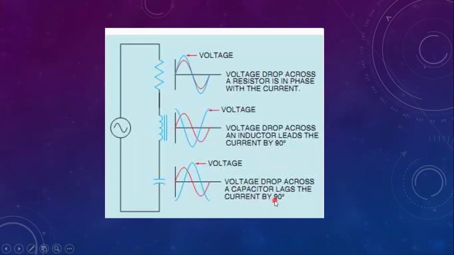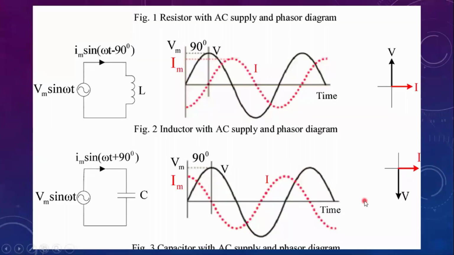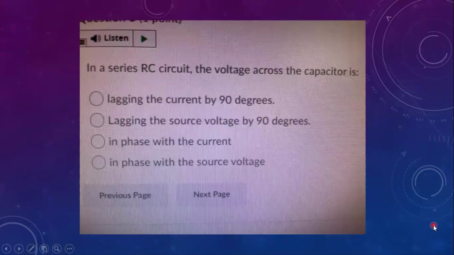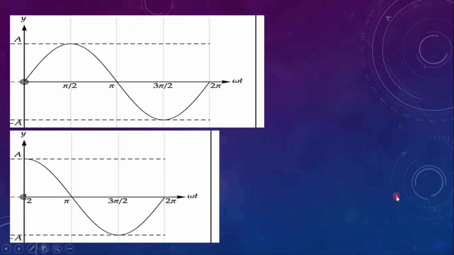This type of terminology will occur in your second, third and fourth years. For that, you need a basic idea of what the phase is and what the phase difference is. You can also come across questions in a series RC circuit: the voltage across the capacitor lags the current by 90 degrees, lags the source voltage, is in phase with the current, or in phase with the source voltage. A basic understanding of the wave is very, very important.